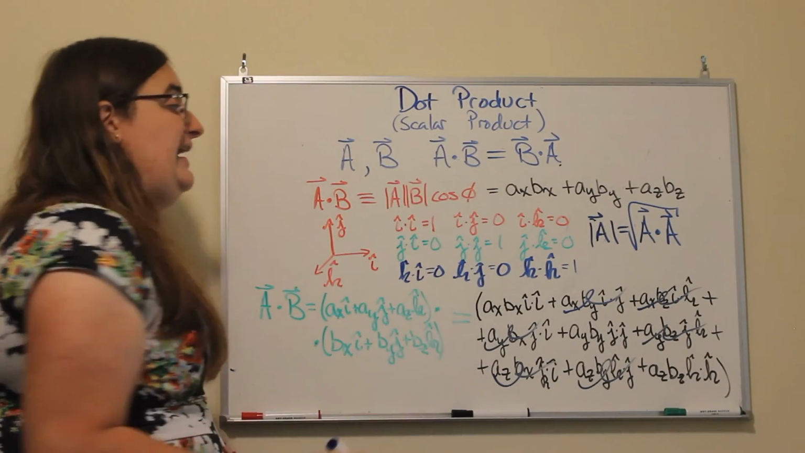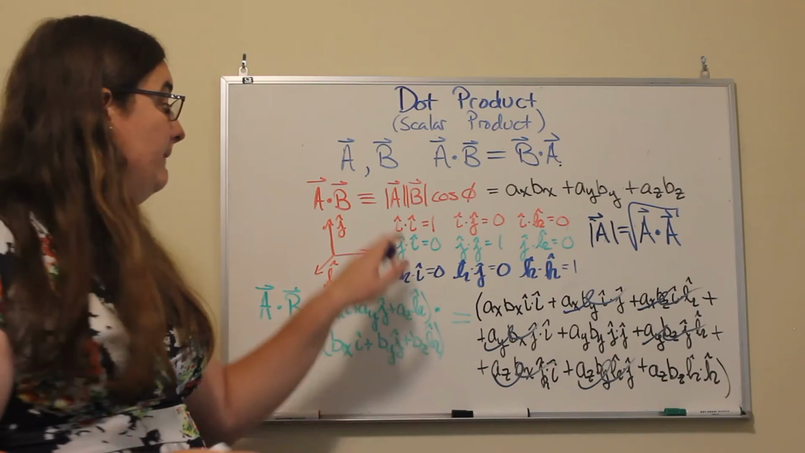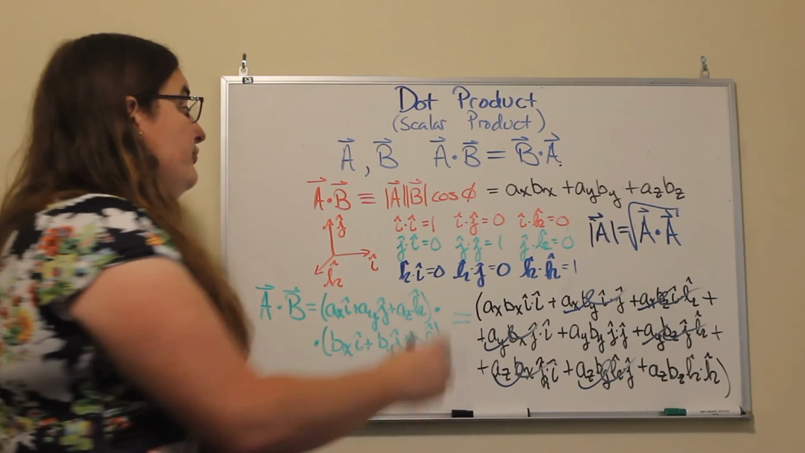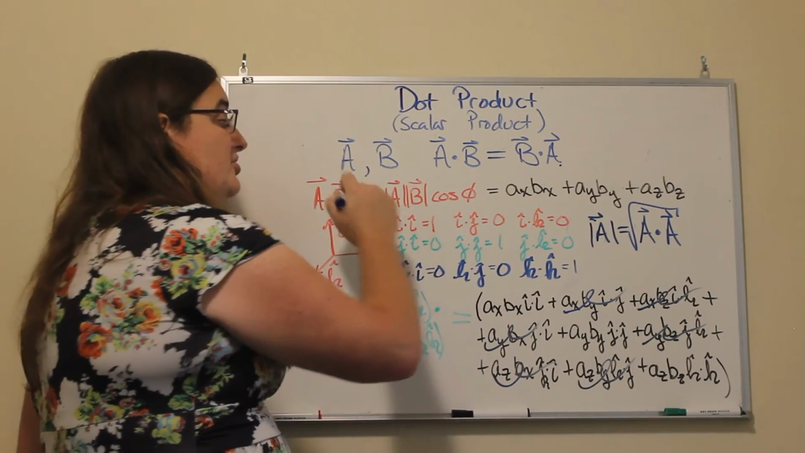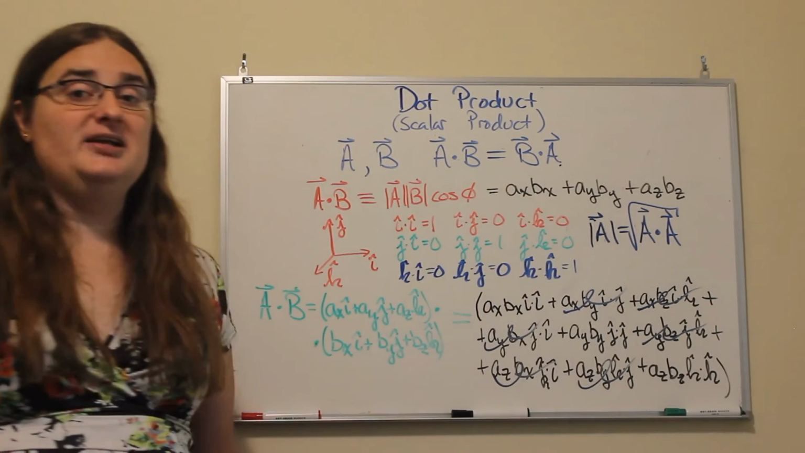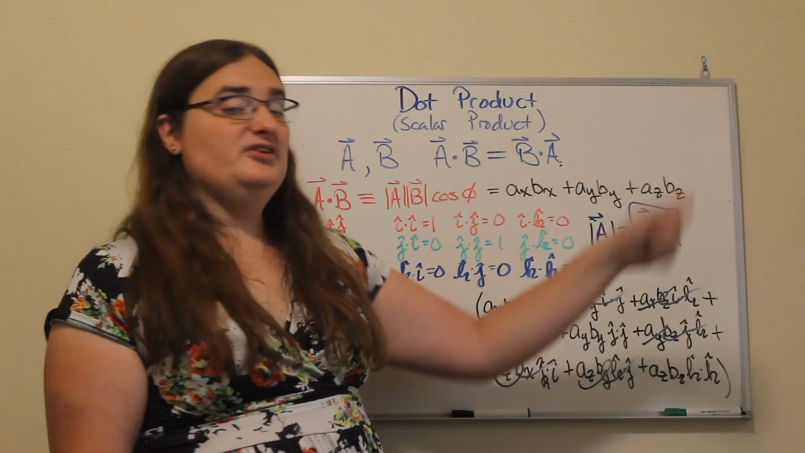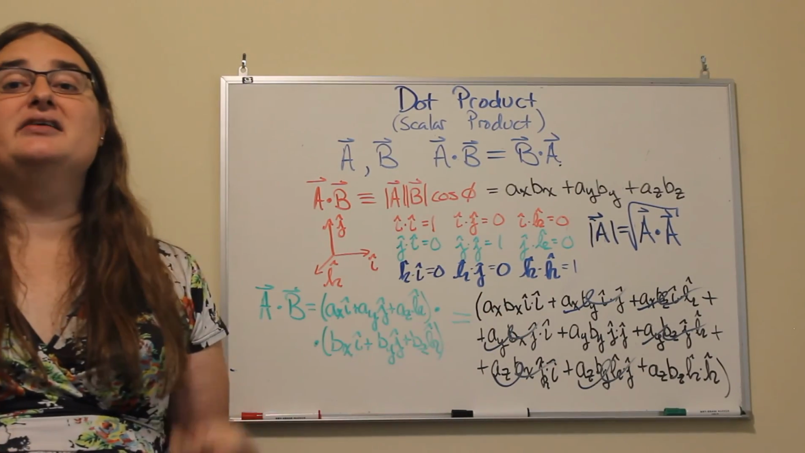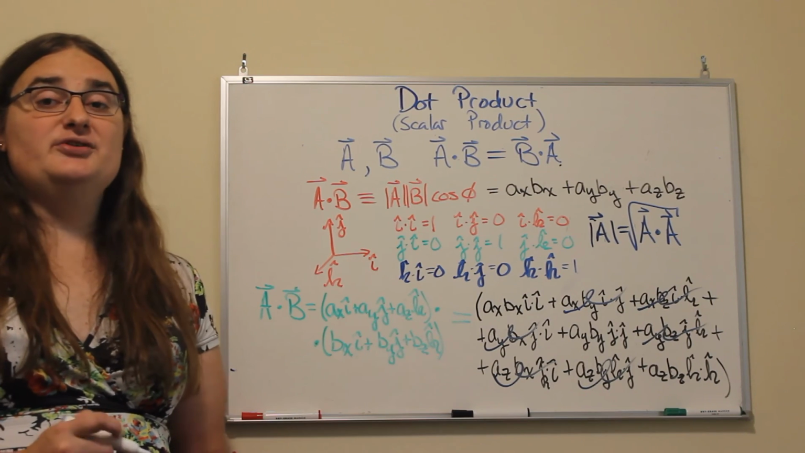If you need to find the angle between two vectors, but you know the components of those two vectors, you can calculate the dot product by components, divide by the magnitude of A, and divide by the magnitude of B. That gives you the cosine of the angle between those two vectors.